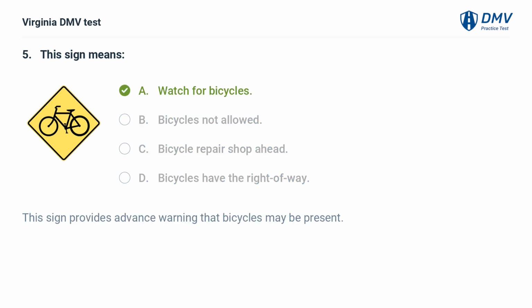A. Watch for bicycles. This sign provides advance warning that bicycles may be present.